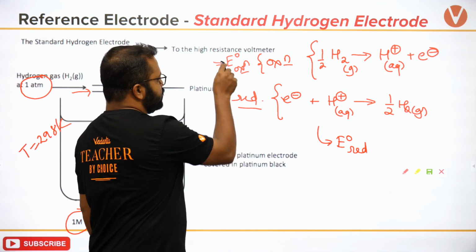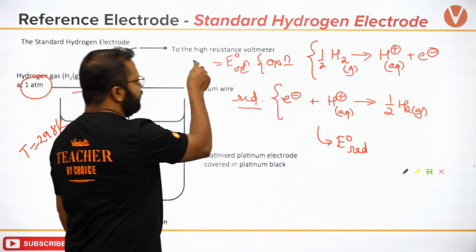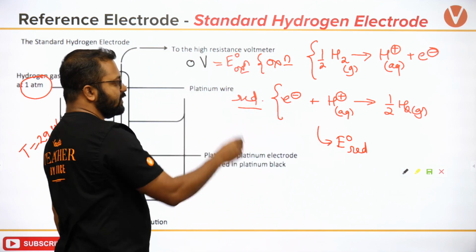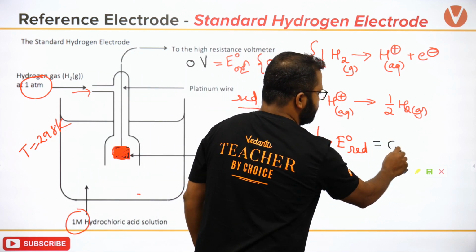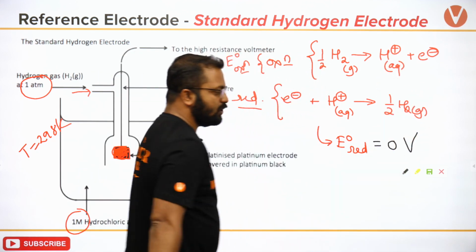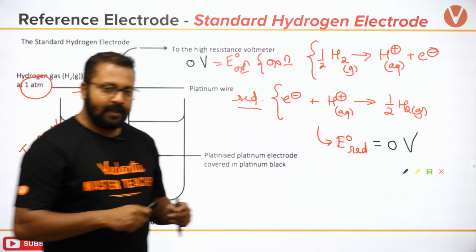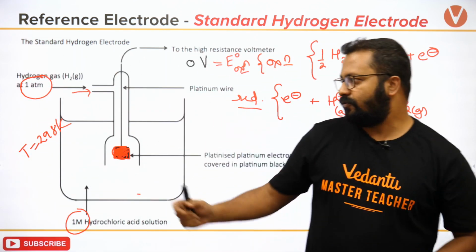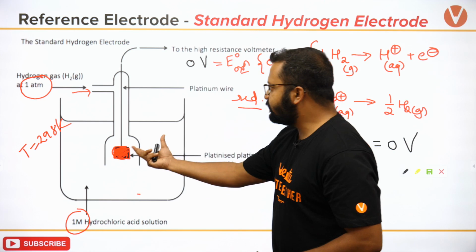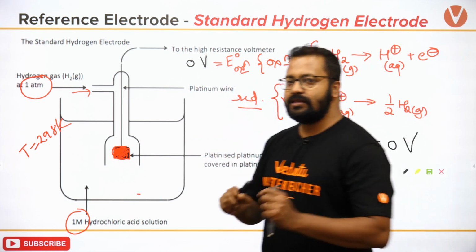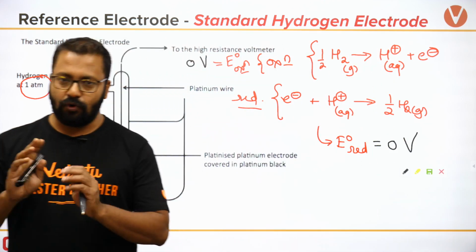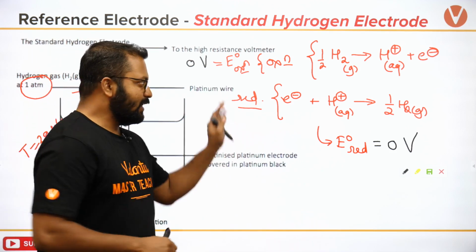So for oxidation, arbitrarily, I will take the value as 0 volt. For reduction also, the value is 0 volt. The arbitrary value of this half cell's potential is taken as 0 volt. Is this clear?